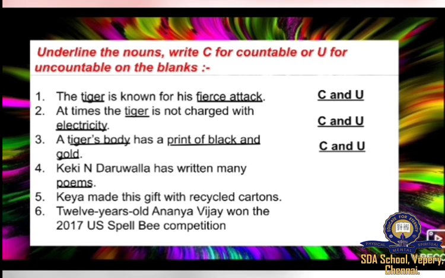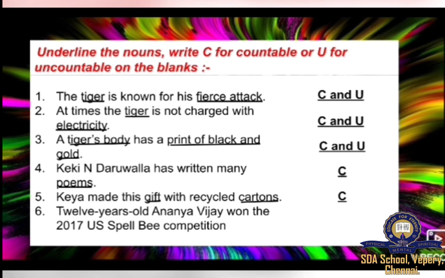Fourth one, Kiki and Daruwala has written many poems. Yes, it's obvious that poems are the nouns here. And they are? Yes, they are countable nouns. Fifth one, Kia made this gift with recycled cartons. First we see gifts and the next noun is cartons. Both are, yes, countable nouns.